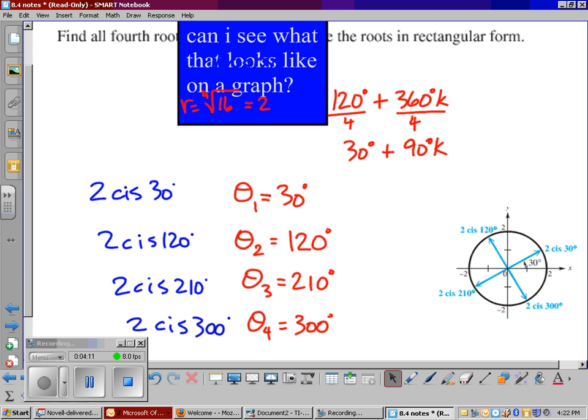And then you can see that my first angle is 30 degrees. And then my next angle is going to be at 120 degrees. So this angle between them right here is the 90 degrees. Notice that your vectors are equally spaced.